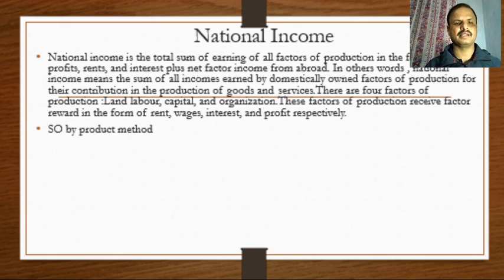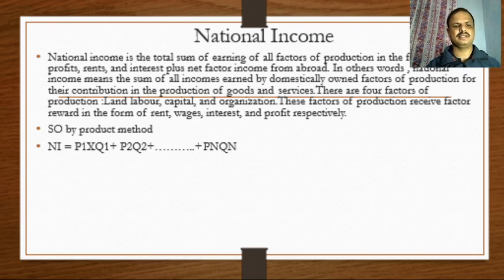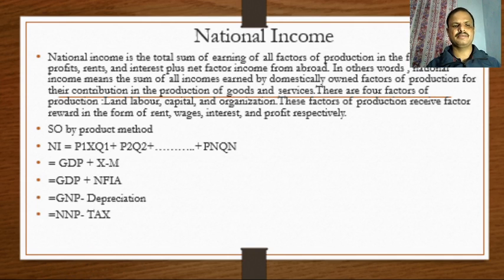So by the product method, NI equals P1 into Q1, P2 into Q2, plus Pn into Qn. So GDP plus X minus M, GDP plus NFIA gives GNP, GNP minus depreciation gives NNP, NNP minus tax gives NI.